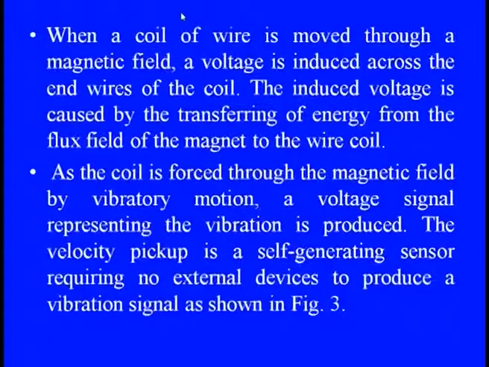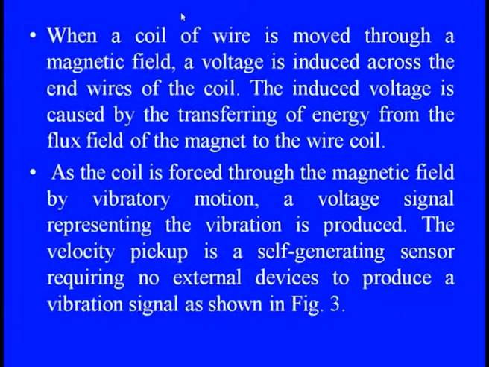So, whatever flux fields are there at the magnet point, they extend right up to the coiled wire, and as the coil is forced through the magnetic field by any vibrating or injecting motion, a voltage signal representing the produced vibration is transmitted. This velocity pickup is nothing but a self-generating sensor, requiring no other external device, and the signal is transmitted right there itself.